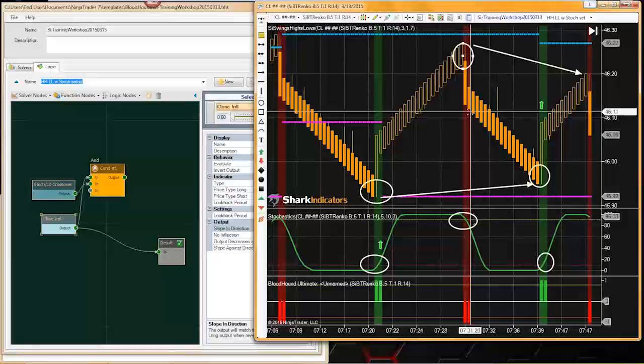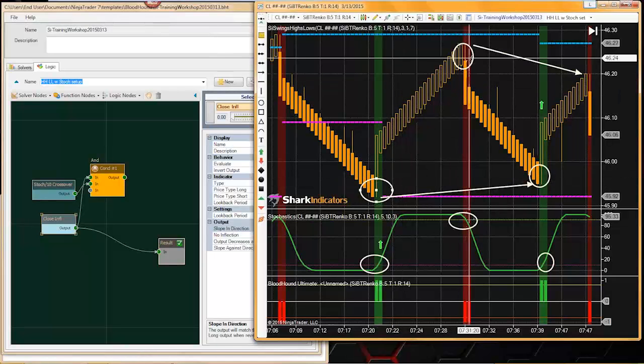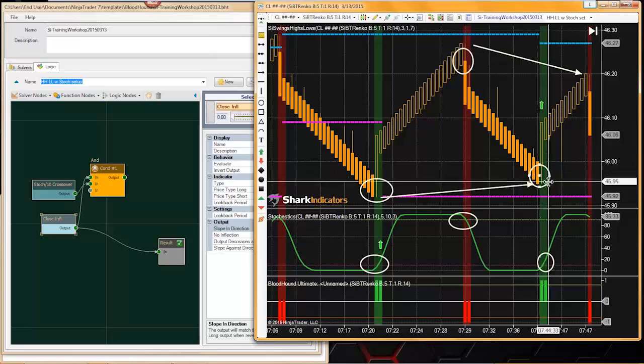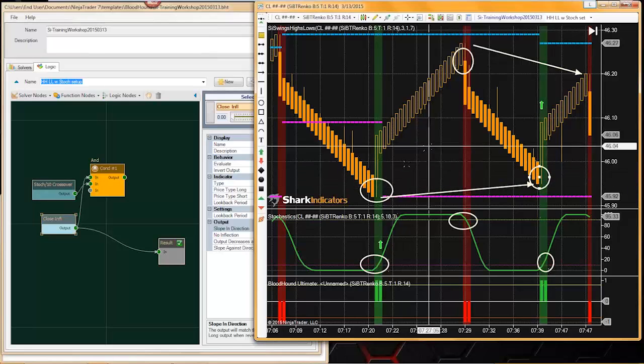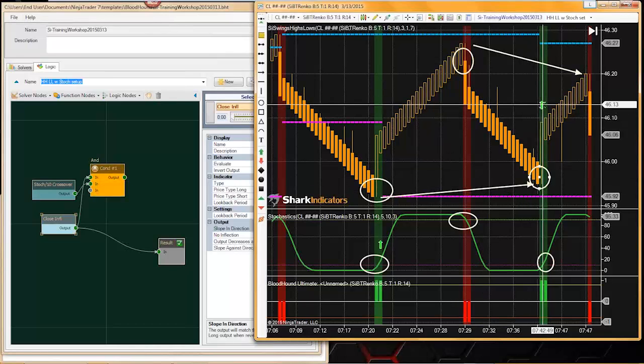So we're going to need to reverse this to a long. That way condition 1 gives us a long, condition 2 gives us a long, and condition 3 is obviously going to give us a long as well. So we need a long output from all 3 conditions in order to get the final trade signal to be a long.